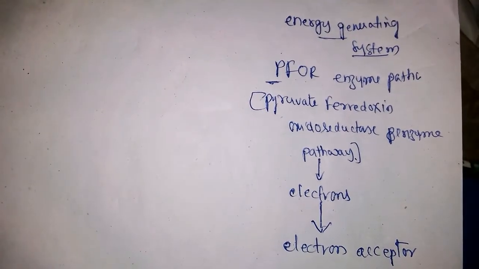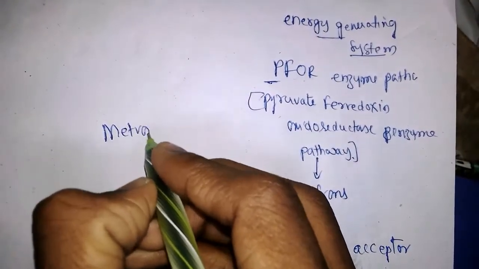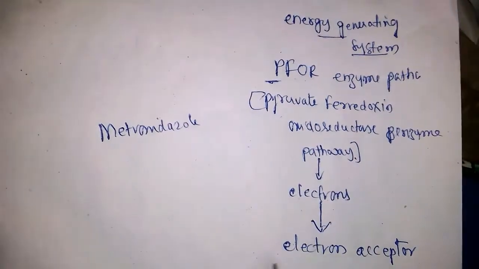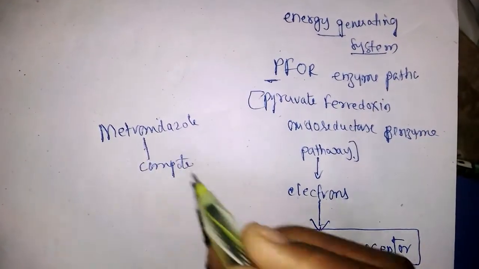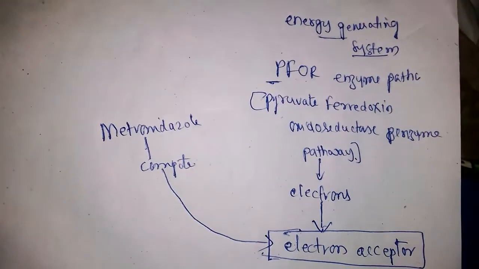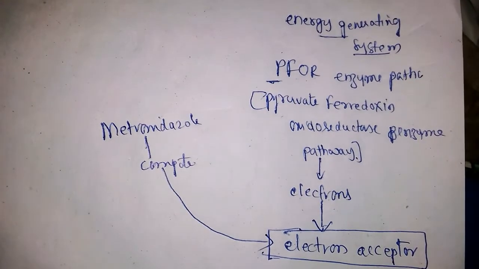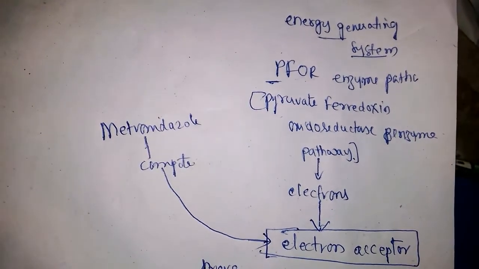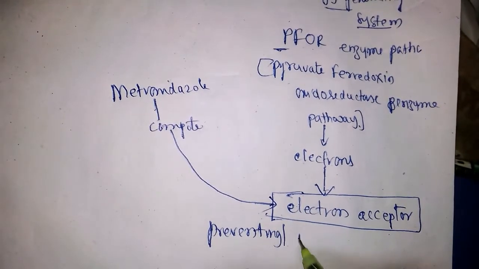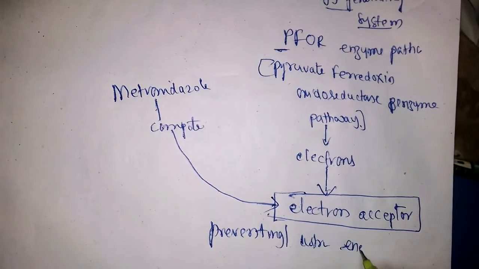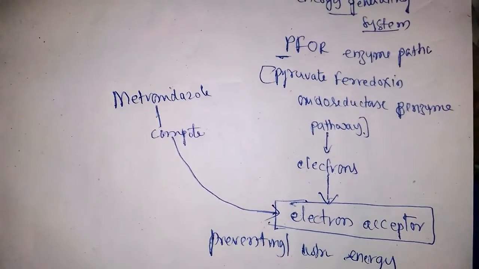Our metronidazole competes with these electron acceptors, thereby preventing the production of energy in the protozoa, disturbing the energy generation process in the protozoa. This is the mechanism of action.